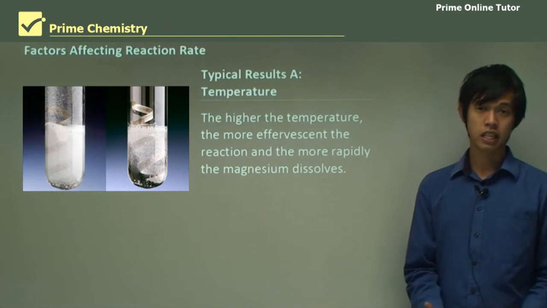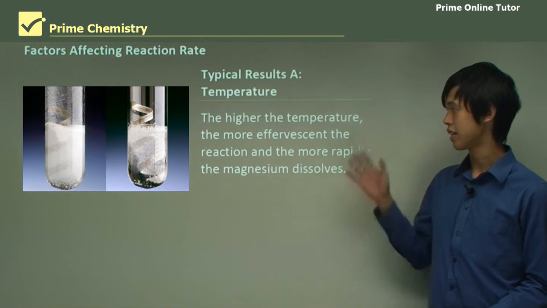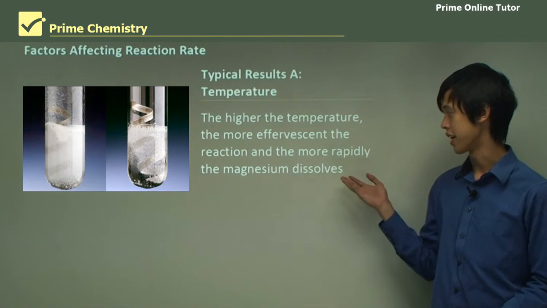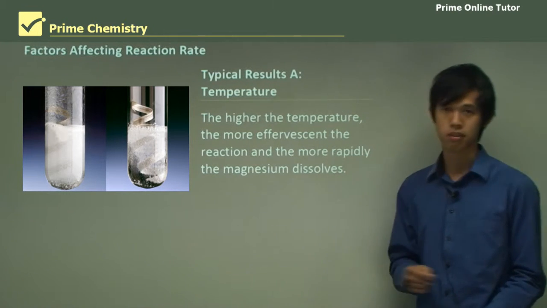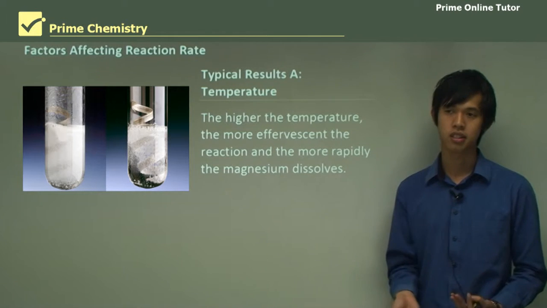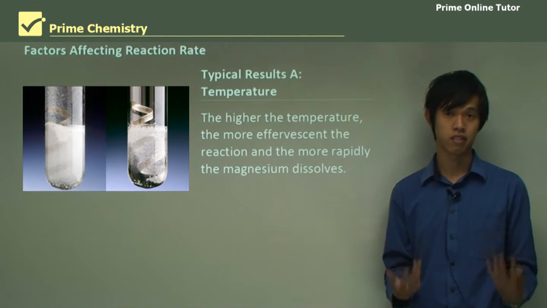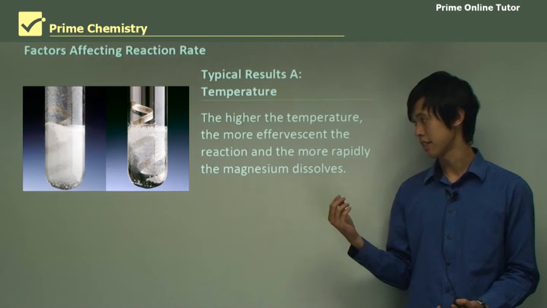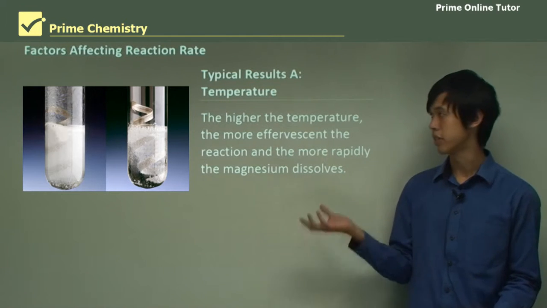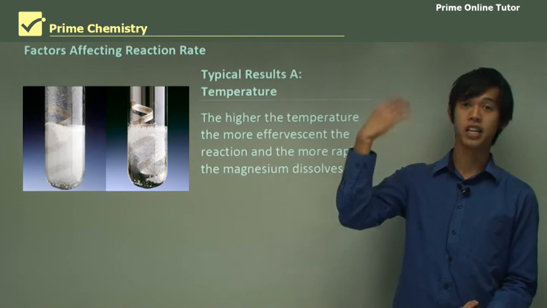So what results are you going to see? Well, the higher the temperature, the more effervescent the reaction, and the more rapidly the magnesium dissolves. Okay, that's pretty obvious. The higher the temperature, the faster the reaction rate, right? So that's what you're likely to see in the temperature one. So the highest temperature will have the highest reaction rate.